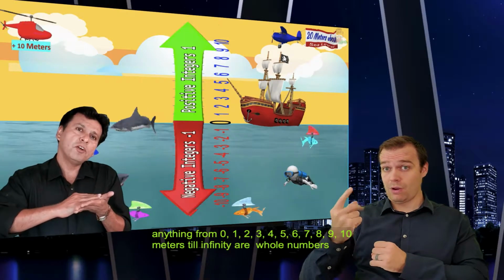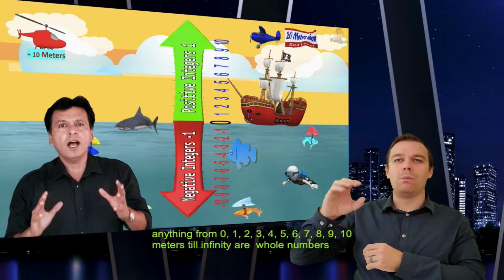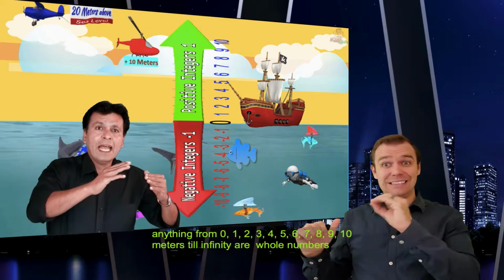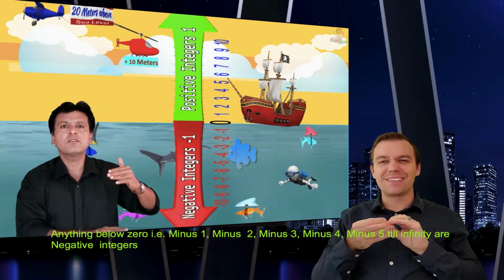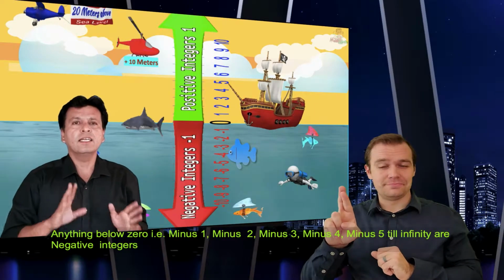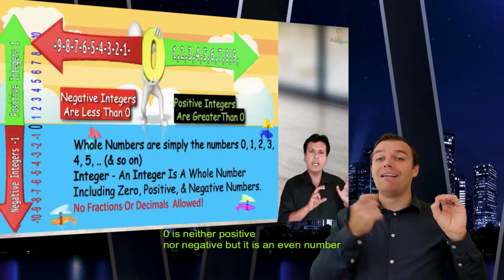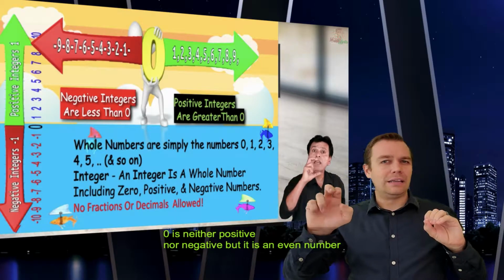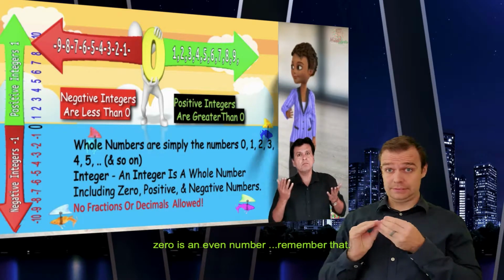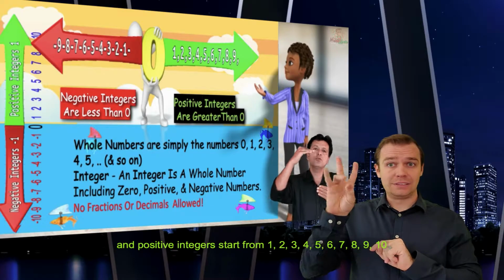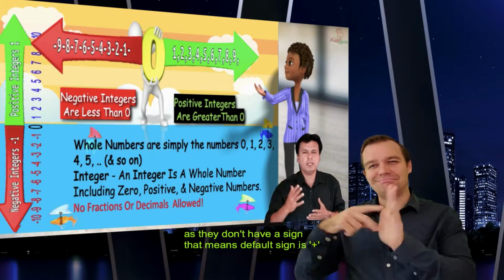Anything from 0, 1, 2, 3, 4, 5, 6, 7, 8, 9, 10 meters till infinity are whole numbers. Anything below 0, minus 1, minus 2, minus 3, minus 4, minus 5 till infinity are negative integers. 0 is neither positive nor negative, but it is an even number. 0 is an even number, remember that. And positive integers start from 1, 2, 3, 4, 5, 6, 7, 8, 9, 10, because if they don't have a sign, that means the default sign is plus.